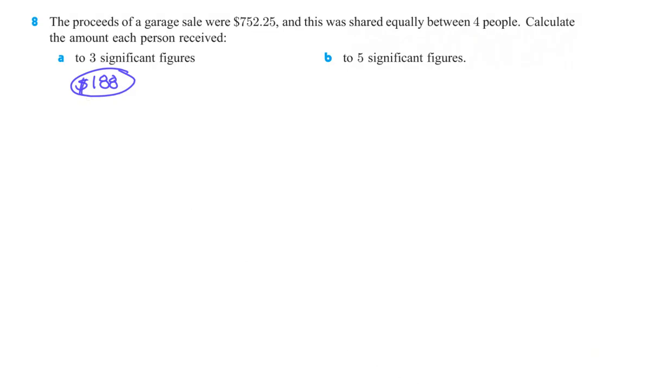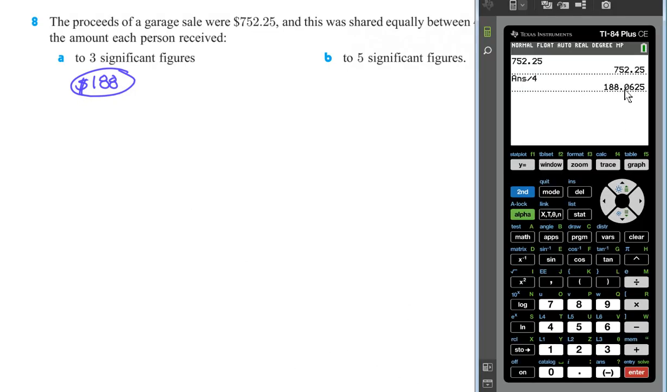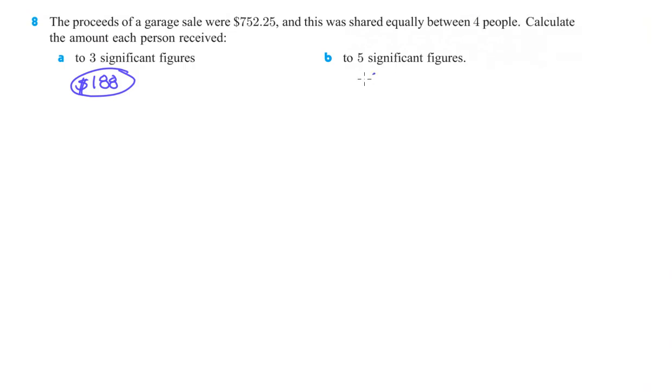If we round it to 5 significant figures, that's 1, 2, 3, 4, 5. So they actually get, if they're going to split it all up a little bit more equal, 188.06. Right? And if you take 188.06 and multiply it by 4, there's going to be 1 extra penny that someone gets. Who's going to get it?